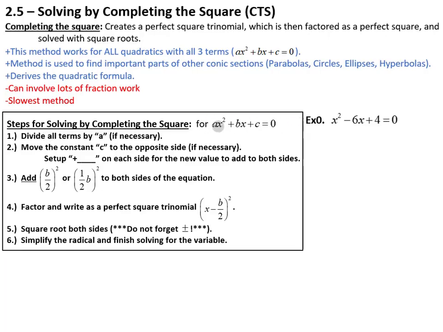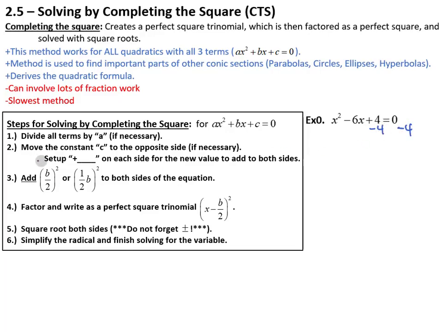Okay, so if I have a quadratic in this form, where it's set equal to 0, first thing we do is divide all terms by a if necessary. So as you might notice here, my a value is 1. So dividing everything by 1, probably not necessary. Okay, so no need for that. Step 2 is move the constant c to the opposite side if necessary. So in this case, we're going to move our 4 to the other side by subtracting 4.